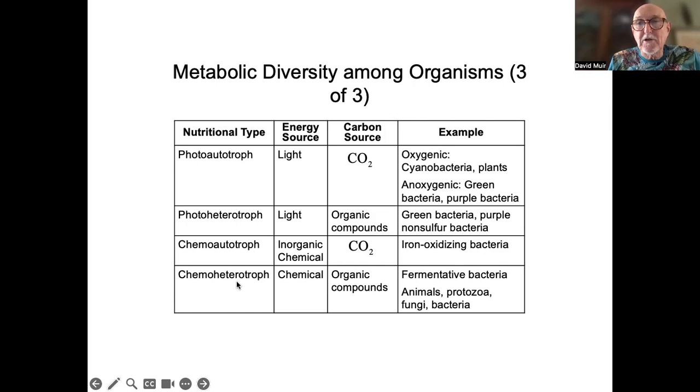The chemoheterotrophs are those which use an already created organic molecule as a source of energy, but also as a source of carbon. And that's us. That's how our cells function. And fermenting bacteria, which have been fermenting, that would be them as well. But most commonly, it is the things which are familiar to us.